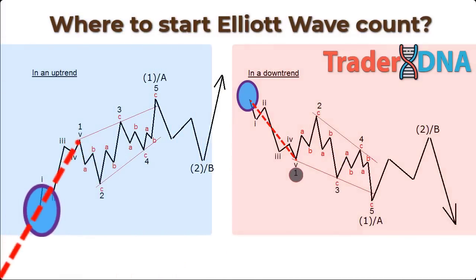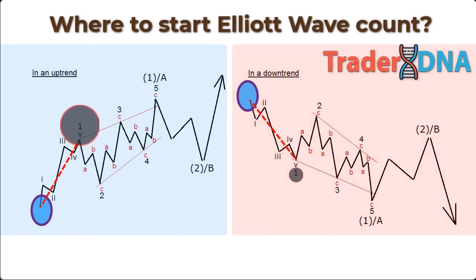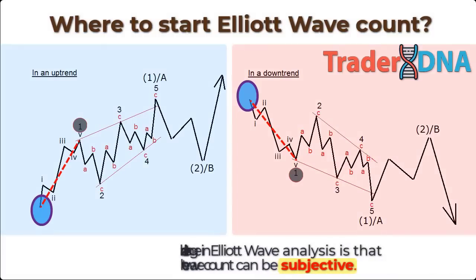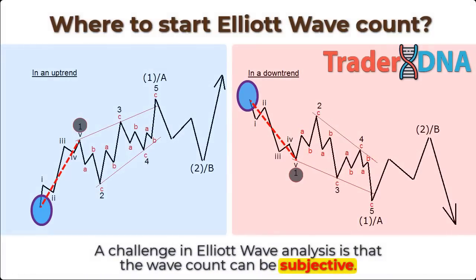However, to find higher degree Elliott Wave cycles, it's necessary to count waves on weekly and monthly charts. The Elliott Wave theory suggests that the count should start at the end of the previous impulsive wave. Nevertheless, a challenge in Elliott Wave analysis is that the wave count can be subjective.